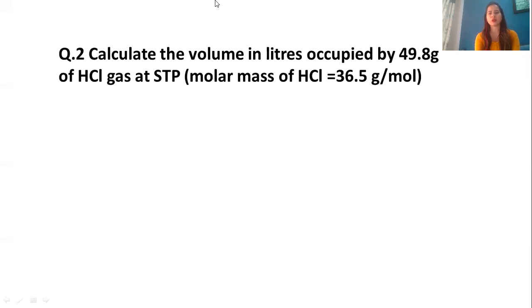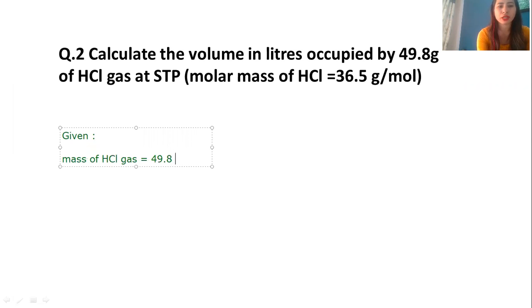C. Calculate the volume in liters occupied by 49.8 gram of HCl gas at STP. If you see over here, we have the given as the mass of HCl gas, which is equal to 49.8 gram. We have molar mass of HCl, as H is 1 and chlorine is 35.5. They have already given 36.5 gram per mole.